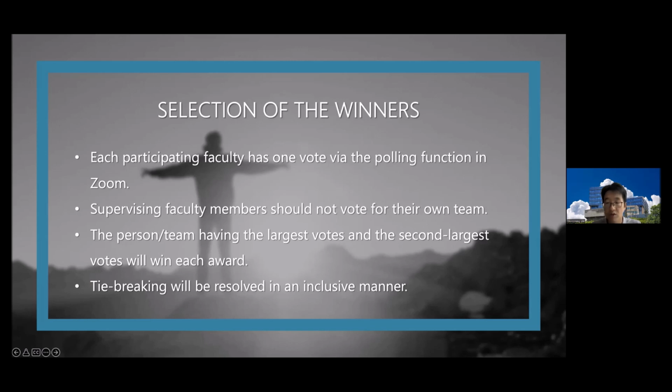We have only 2 awards today. One is the winner, the other one is the first runner-up. And tie-breaking will be resolved in an inclusive manner. That means if 2 teams are at the tie, then both of them will be the first winner. If we have 1 winner and then 2 other teams having the same vote, then both of them will be the first runner-up. Okay. That's the tie-breaking rule. Let me see if you have any questions.